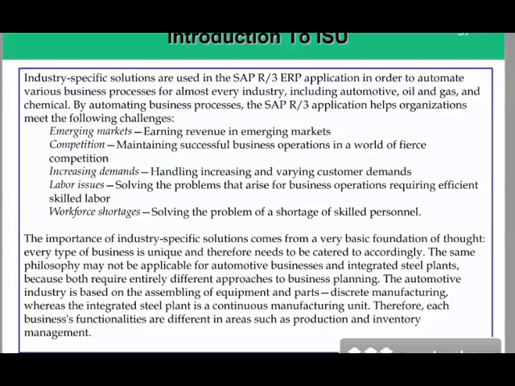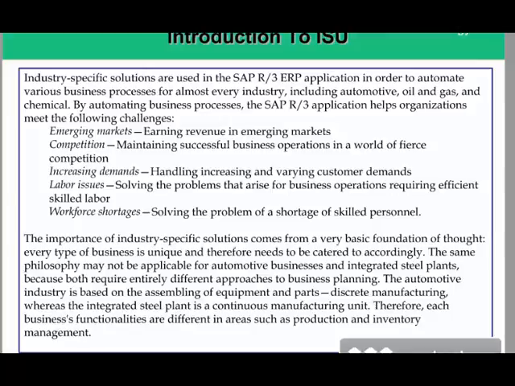Okay, so once you have a fair idea of what the utility is, now the question is why SAP came up with industry specific solution. Now the answer lies with the basic philosophy of the business itself. Every type of business has its uniqueness.